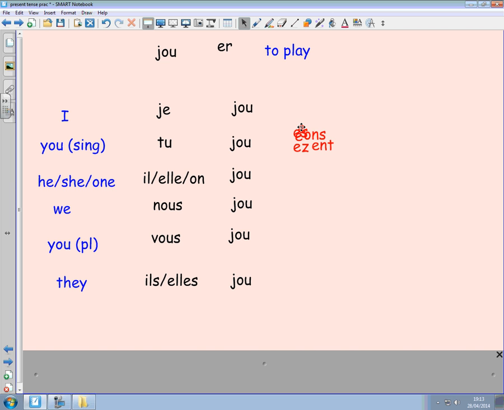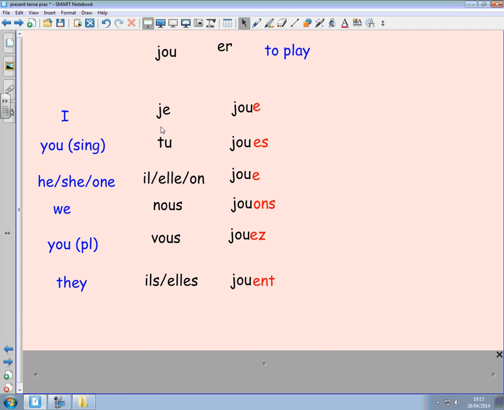So for je, it's E, je joue. Tu, it's ES, tu joues. Il, elle, on, joue with an E. Nous jouons, ONS. Vous jouez, EZ. Ils jouent, ENT. And as you can probably notice, all of these being highlighted now are pronounced in exactly the same way. Joue, joue, joue, joue.